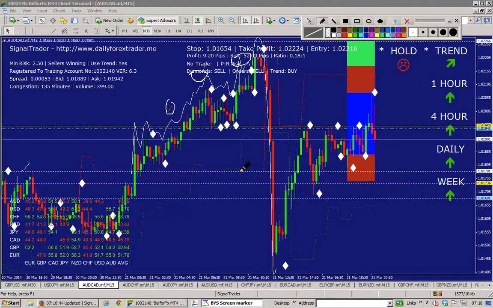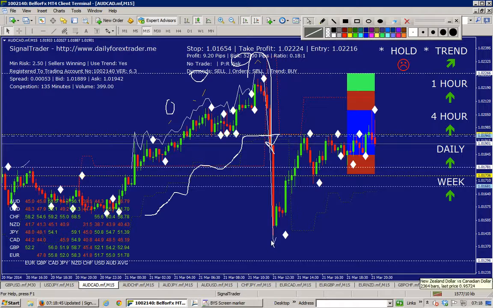Now, let's say I had an entry order here. I had a short entry order. SignalTrader would move it up with the currency pair. And then what would happen is here, it would turn around, break down there in 2 candles, come down to the target, which is down there. Okay.